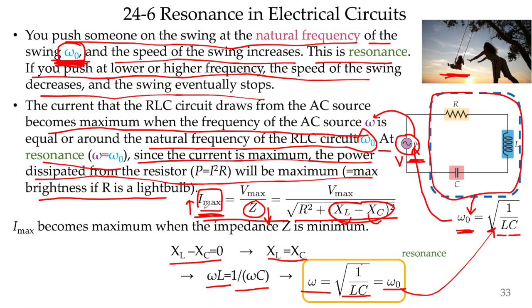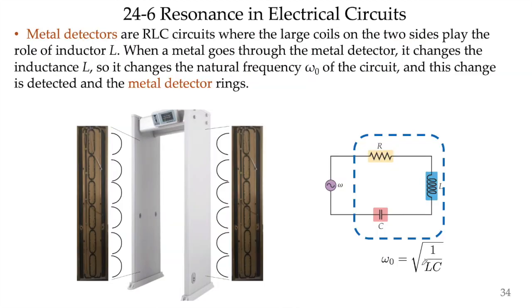Okay, now how do we use this in technology? We're going to come to that in the next slide. Again, this is the resonance condition. When the source frequency matches the frequency of the RLC circuit, you get resonance, and at that point, the circuit draws the maximum current from the AC source. Okay, let's go forward. Now let's talk about the applications.